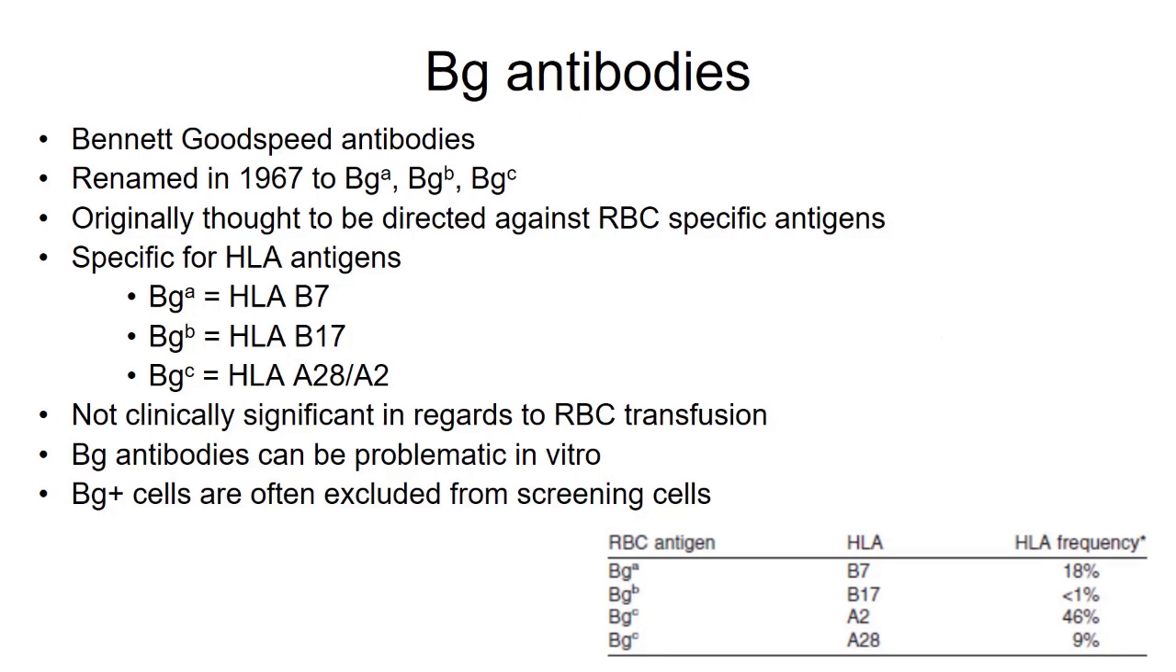Thankfully, BG positive cells are often excluded from screening cells, but some panels have BG positive cells, and the specific attribute therein is sometimes helpfully revealed on the antigram, so that if the unidentified reactivity lines up with those BG cells, well, then there's your answer.